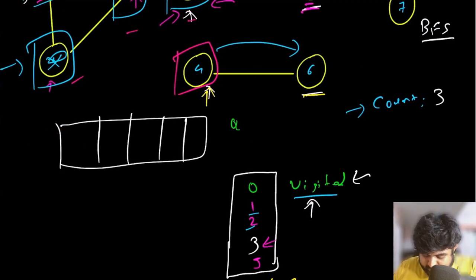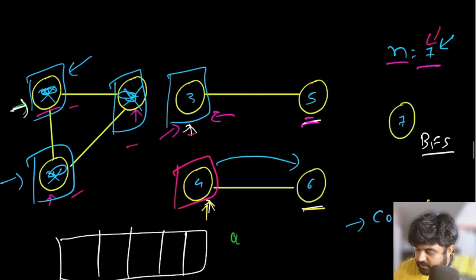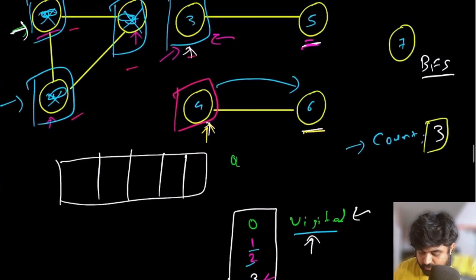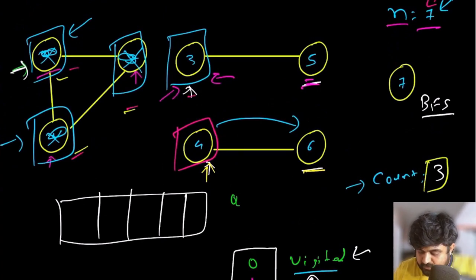Now what we have done is that currently, in order to find these 3 connected components, we already visited nodes 0, 1, 2, 3, 4, 5 and 6, and all of these nodes are visited.